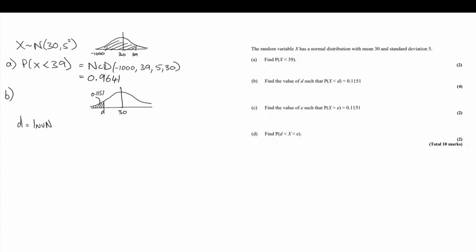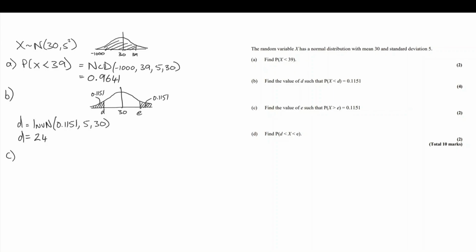D equals inverse 0.1151. Then we need the standard deviation and the mean. In our calculators, we get the answer 24. So D is 24. Part C asks a similar looking question, but we're told the probability that x is greater than E is 0.1151. Let's add E to the diagram.